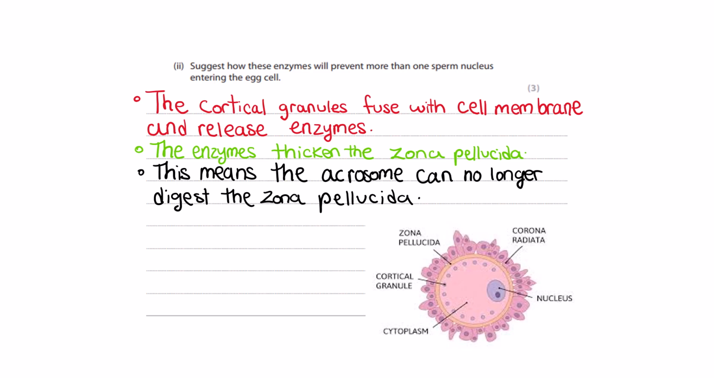Okay, suggest how these enzymes will prevent more than one sperm nucleus entering the cell. This is also a repeated question. So the cortical granules, as you can see over here, will fuse with the cell membrane and release enzymes. These enzymes will thicken the zona pellucida. Over here you can see the zona pellucida, so it becomes much thicker and stronger, meaning it's harder for the sperm cells to penetrate through. This means that the acrosome can no longer digest the zona pellucida. Therefore, the sperm cell is not going to be able to enter the cell.